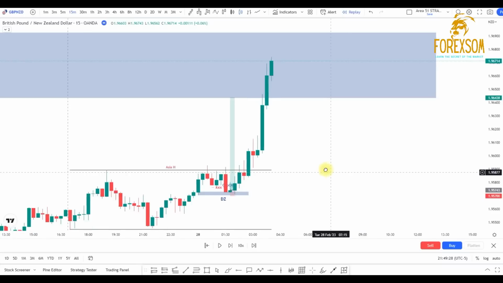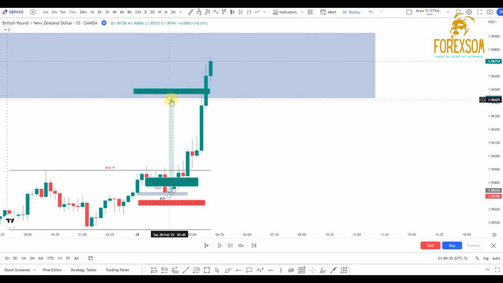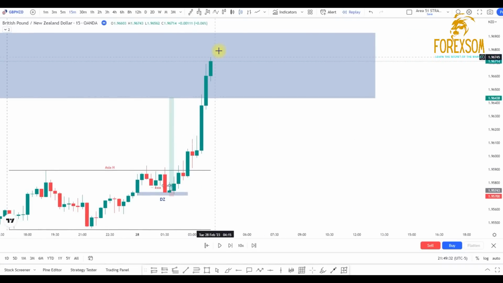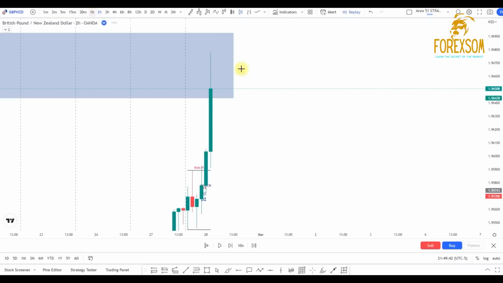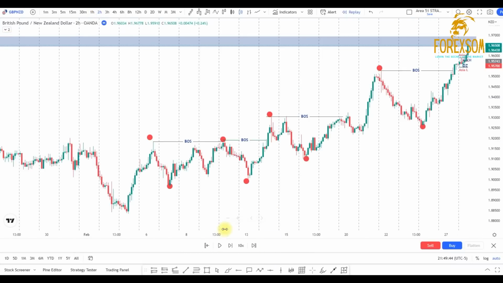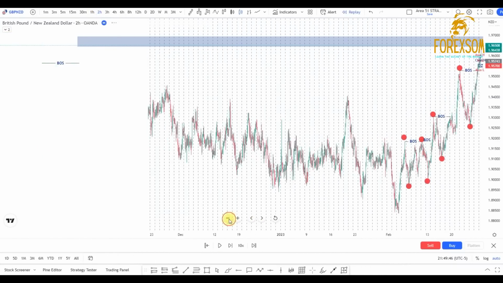And as you can see, the price tapped on our take profit and even passed it. Okay, take profit and then passed it. So this was a 16.6 reward ratio. Okay, so it hit our 4-hour zone. Let me show you how it looks on the 4-hour time frame.